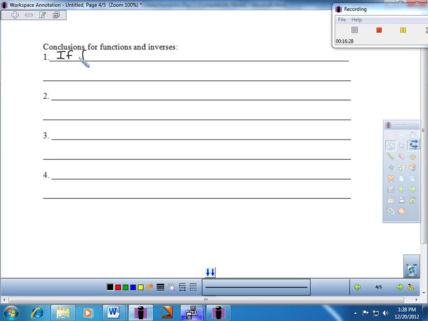So here we go. If f is one-to-one, then the inverse is a function sort of by itself, independently. If you don't want to write independently, that's fine. It's sort of a redundancy, but I'll go ahead and write that in there.